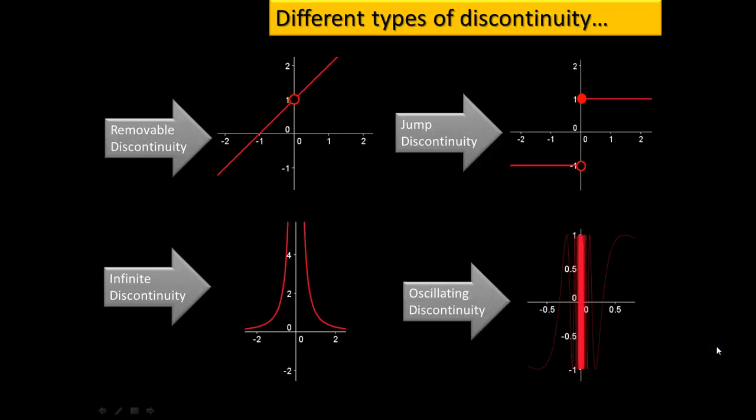And then this last one is called an oscillating discontinuity. You can see as we approach 0 here, our function just keeps going up and down and up and down. So it's not continuous because we don't have a limit that exists. When it just keeps going up and down, our limit does not exist. So we have what's called an oscillating discontinuity there.